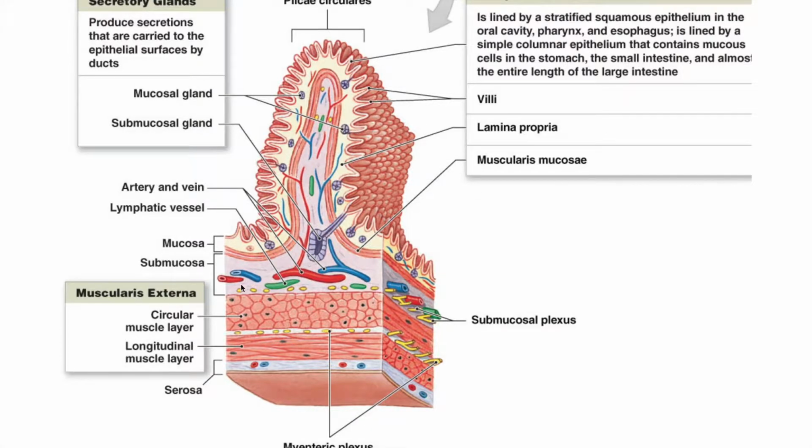The submucosa, you'll see right in this area here. The submucosa, it's connective tissue. It has blood and lymphatic vessels and some glands that are going to be secreting digestive enzymes.